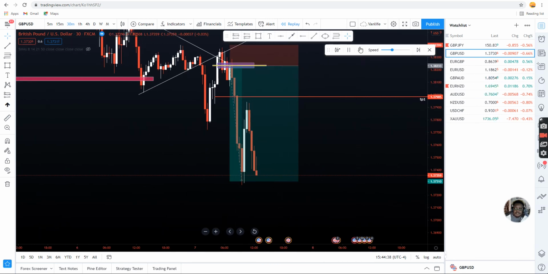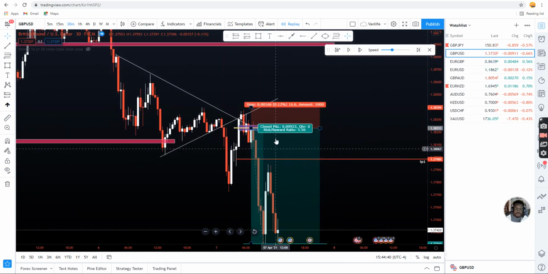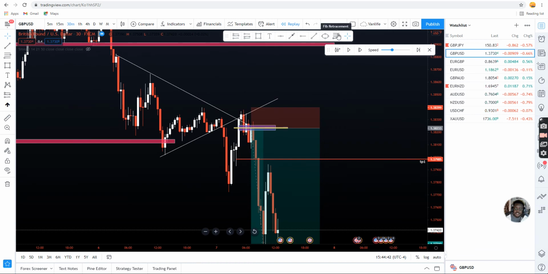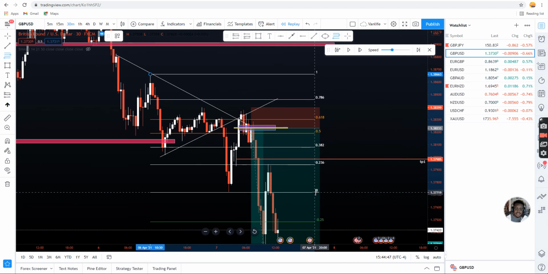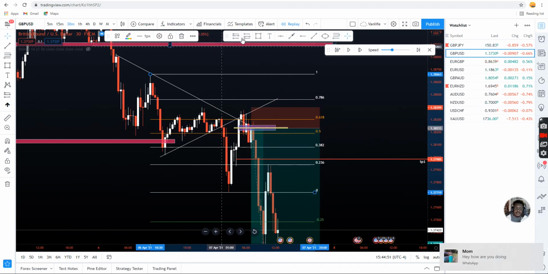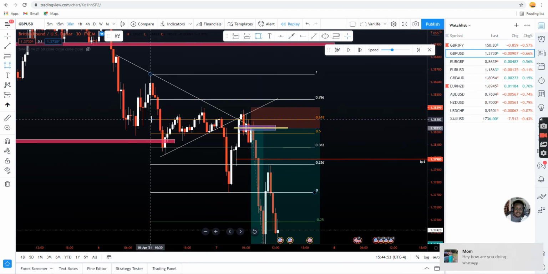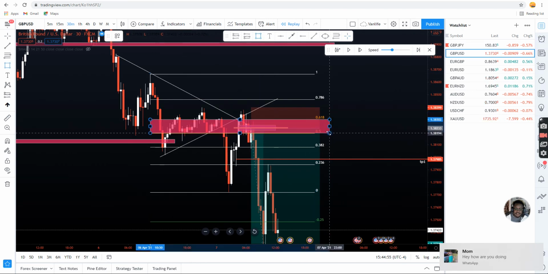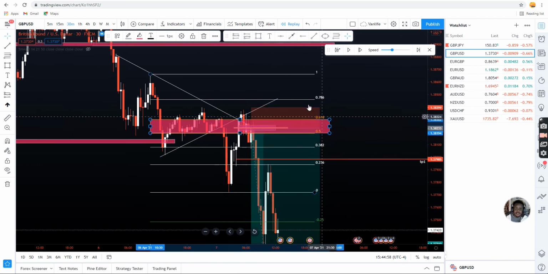Alright, and even if I had used the fib retracement, this would have been the most recent significant swing high to the swing low, and as you can see, price came right back into this area, and this is the golden zone. This is the golden zone right here. So this was a valid sell.